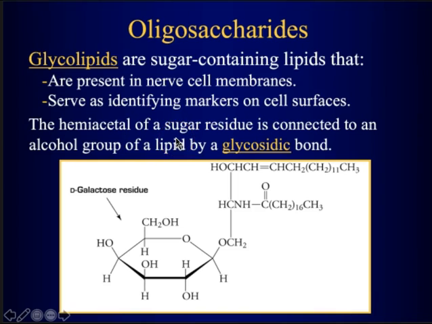So these are hemiacetals of sugars and sugar residues connected to an alcohol group by a glycosidic bond. So we're using that hemiacetal right here, and instead of attaching to another residue, we're attaching to a lipid, which is what we're going to be talking about next chapter.